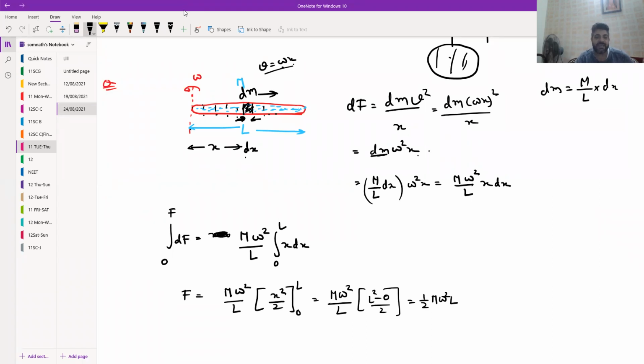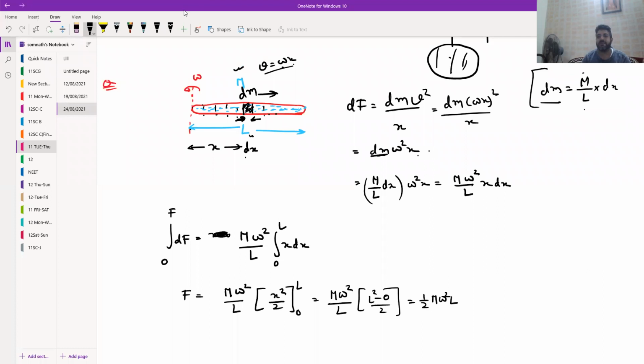Now that dm is the mass of that small elementary part, which we don't know, but we know the total mass, the total length, and the thickness. So I find this small mass in terms of total mass per unit total length into thickness. Mass per unit length into length gives us the mass of the small part.